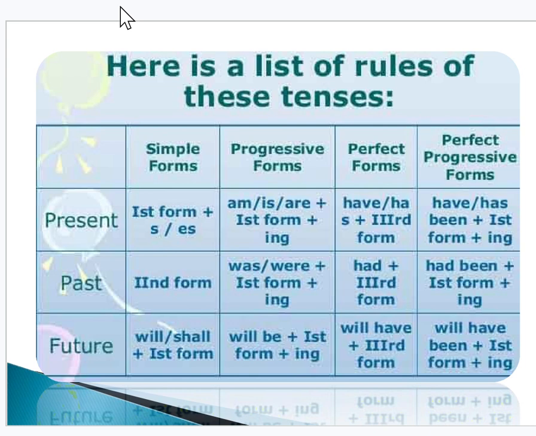And the perfect form uses had, has, have and the third form of the verb. In past, had and the third form of the verb; in present, have or has and the third form of the verb; and in future, will have and the third form of the verb. The perfect progressive form is has been, have been, and the first form plus ing added, and had been and the first form plus ing added. In future, will have been and the first form plus ing.